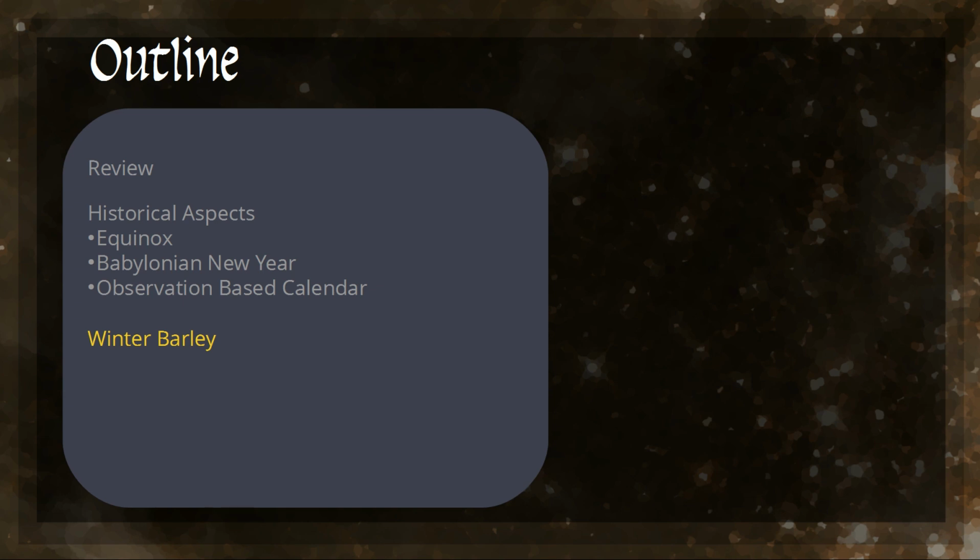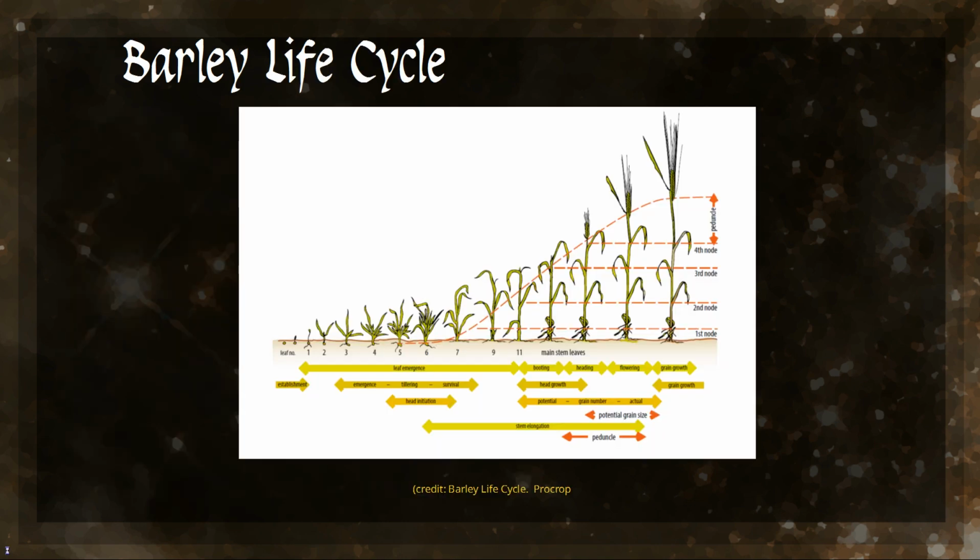So let's talk about the life cycle of winter barley. Barley has a particular life cycle which is tied to the sun. It is this intersection of solar along with lunar which gives the calendar based on observation its unique character. There are two types of barley, summer barley and winter barley. Winter barley is planted in the autumn and is the earliest maturing grain in the springtime.